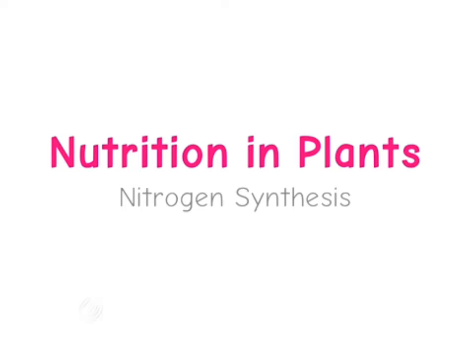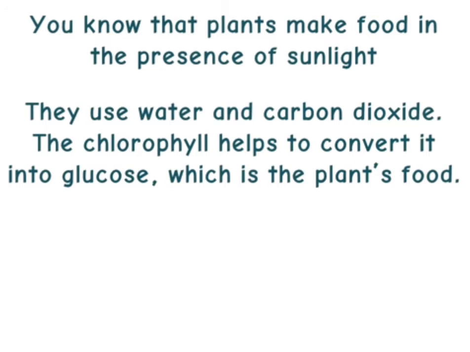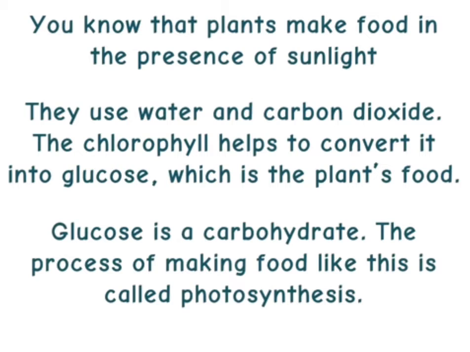Nitrogen synthesis. You know that plants make food in the presence of sunlight. They use water and carbon dioxide. The chlorophyll helps to convert it into glucose, which is the plant's food. Glucose is a carbohydrate. The process of making food like this is called photosynthesis.